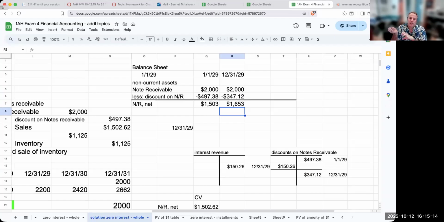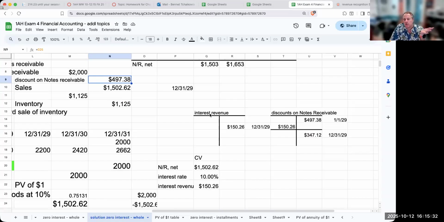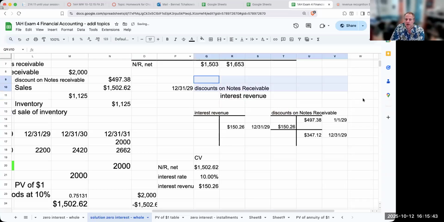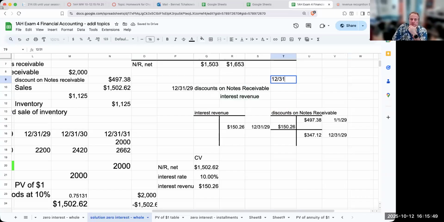Remember, when you're getting money in the future, it's not the same as money today. So what we're saying is, we made a sale of 2,000. Part of it is going to be a sale, which is the present valued amount. Part of it is going to be a discount on notes receivable, which is how we recognize our interest revenue. So every single year, we're going to be debiting discount on notes receivable and crediting interest revenue. So this is as at 12/31/29, and this is going to be for 150.26 and 150.26.